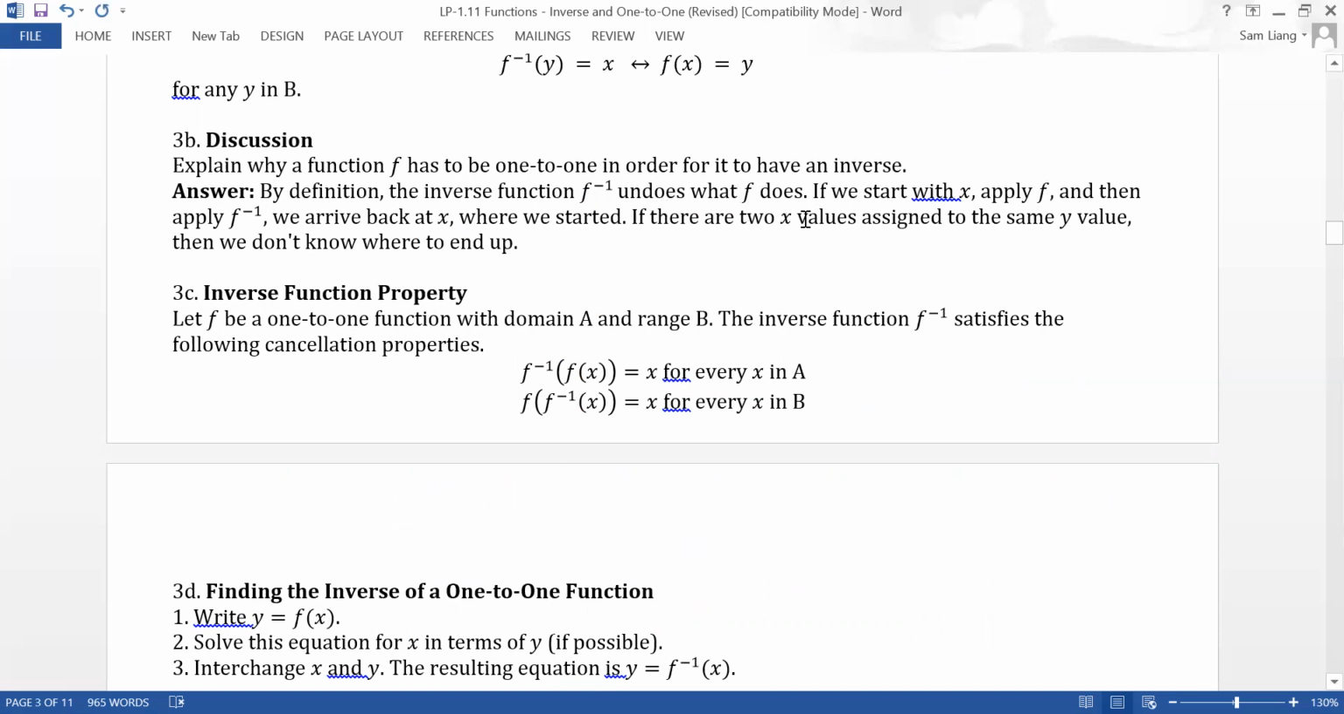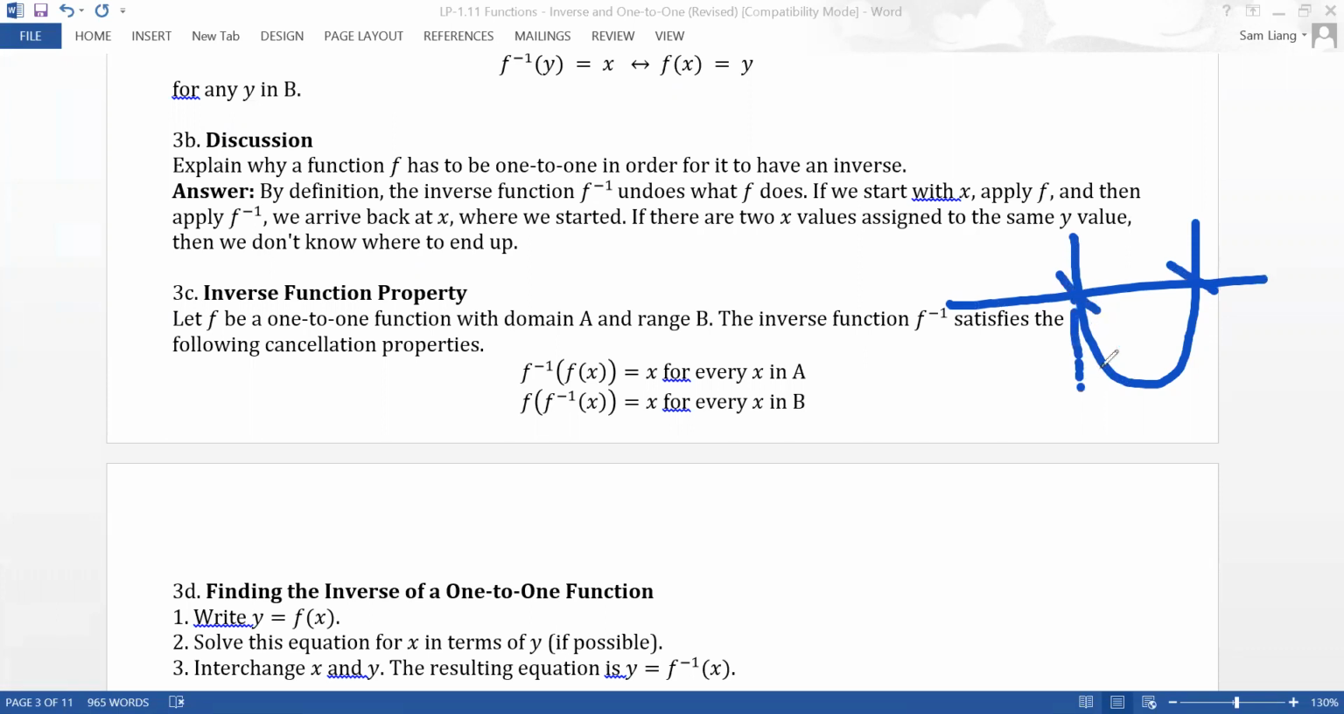But if there are two x values assigned to the same y value, then we wouldn't know where to end up. Okay, so for this, let me use the example of a parabola. Okay, so as we know, this is not one-to-one. All right, so sorry, pretend that's a horizontal line. But yeah, let's say you have this value of -1 and 1. Right, so as we know, -1 and 1 both get mapped to the y value of 1.